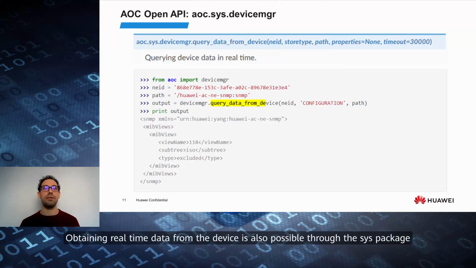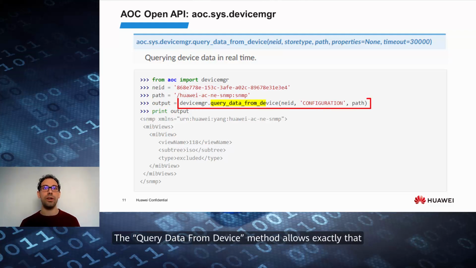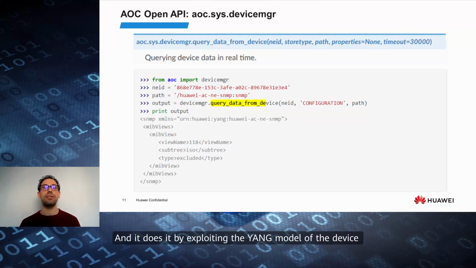Obtaining real-time data from the device is also possible through the sys package. The query data from device method allows exactly that, and it does it by exploiting the Yang model of the device and then allowing to query the related path within the model.